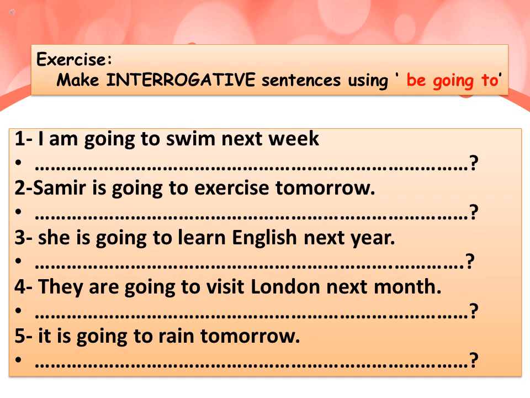The third exercise is about making interrogative sentences using be going to, and remember that we just use the inversion between the subject and the auxiliary. So what happens? The auxiliary comes first and the subject follows. So 1, he is going to swim next week. We're going to make it interrogative. 2, Samir is going to exercise tomorrow. 3, She is going to learn English next year. 4, They are going to visit London next month. 5, It is going to rain tomorrow. So make these sentences interrogative, meaning questions.